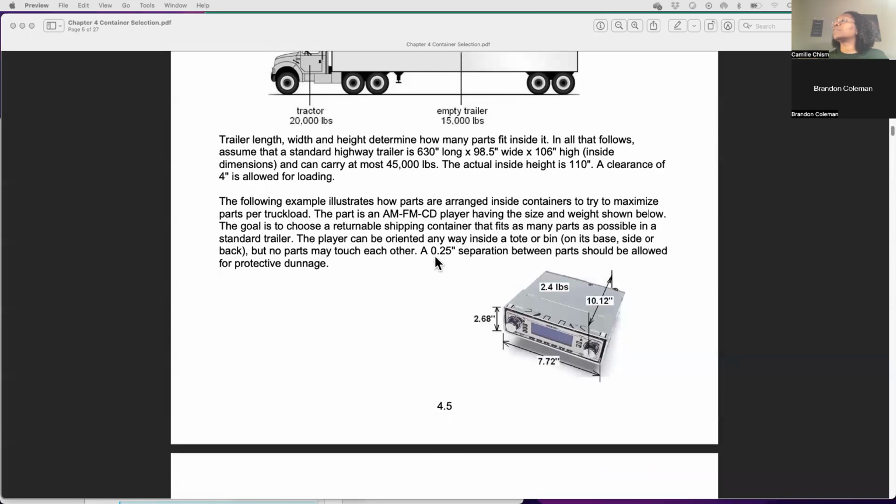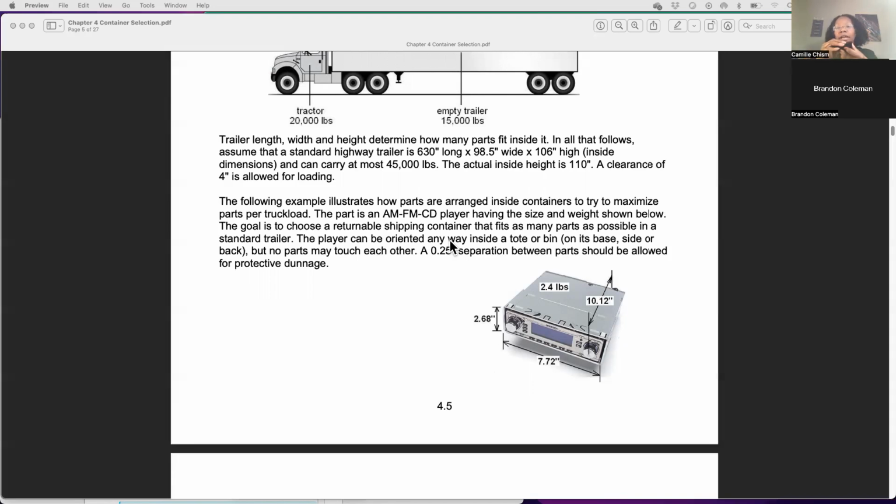Okay, so this tells you they're assuming that this player, and you can tell this is old because it's an AM FM CD player, which I still have in my car, can be put in any orientation inside the tote. So you can put it on its side, on its back, however. So maybe some are up and some are down.